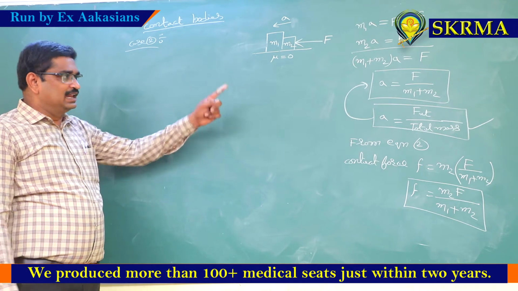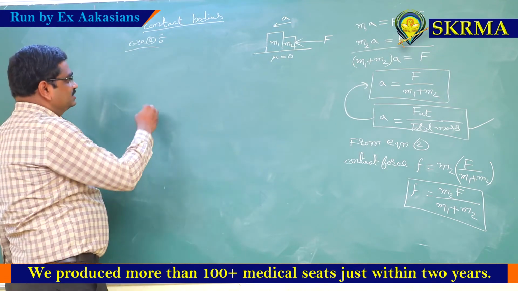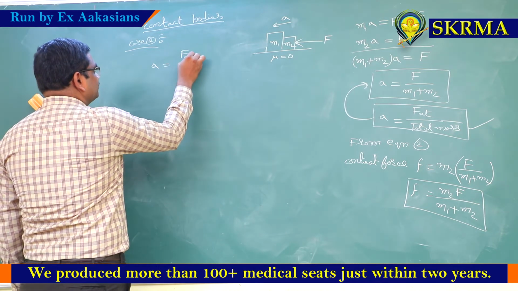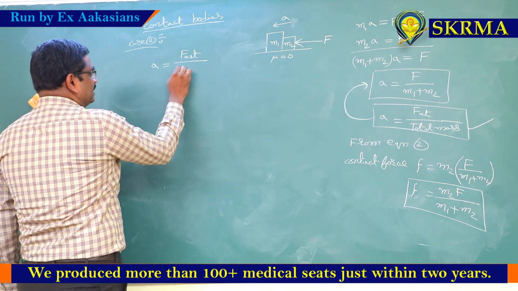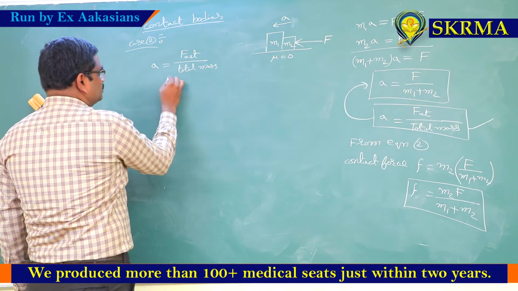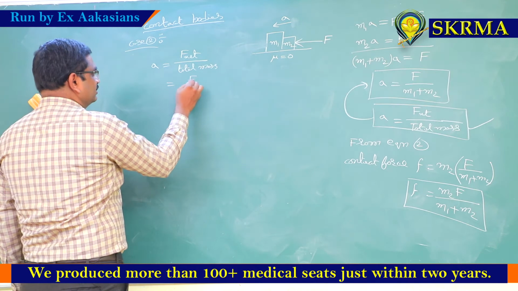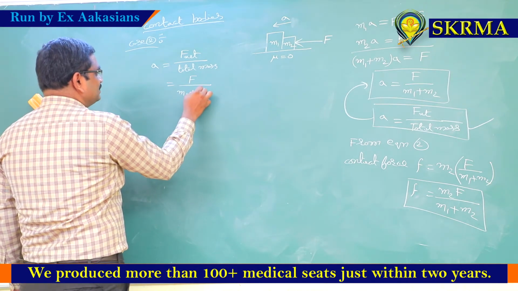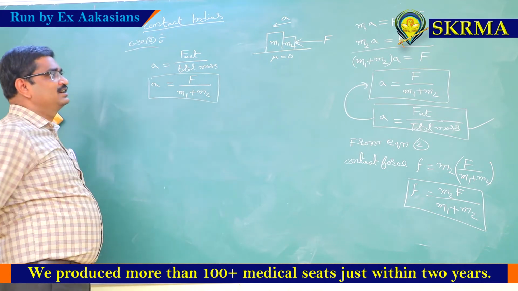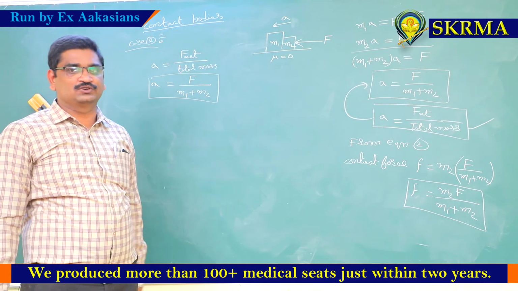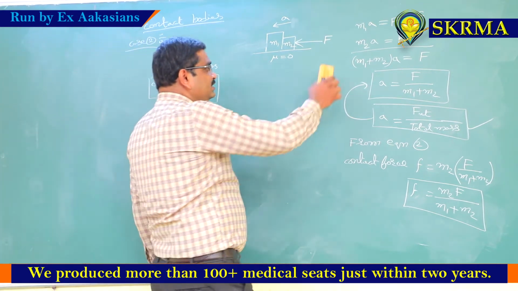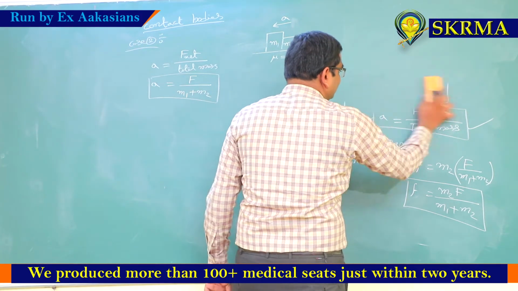So directly we can calculate acceleration. What is the basic equation for acceleration from Newton's second law? A equal to F net by total mass. What is the net force? F. Total mass is M1 plus M2. This is the acceleration of the system. What is the direction of acceleration? That is the same as the force only. Now draw the free body diagram for individual objects and solve for contact force.